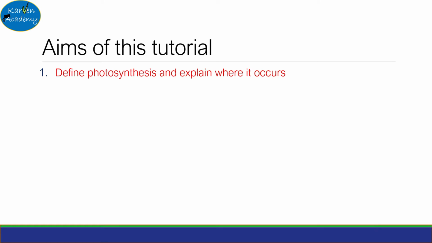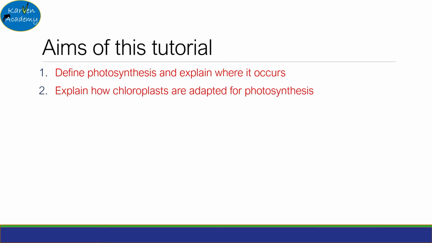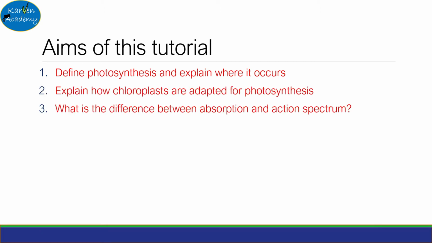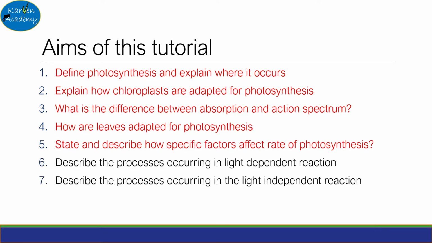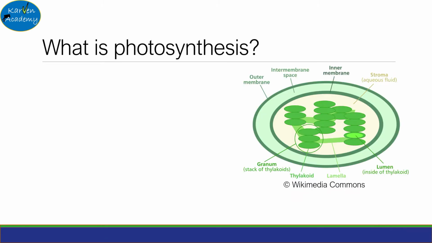These are the aims of this tutorial. We will define what photosynthesis is and explain where it occurs, explain how chloroplasts are adapted for photosynthesis, what the difference is between absorption and action spectrum, and how leaves are adapted for photosynthesis. Finally, we'll look at the factors that affect the rate of photosynthesis. We'll cover the last 2 points in another video.